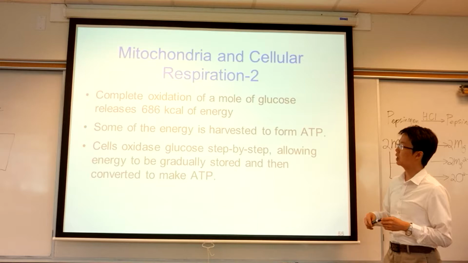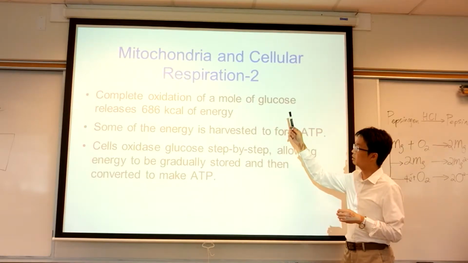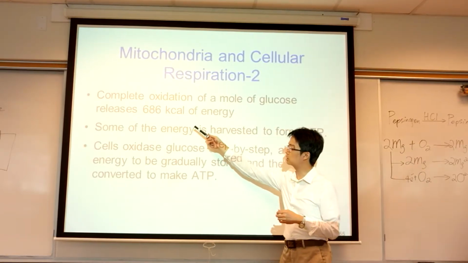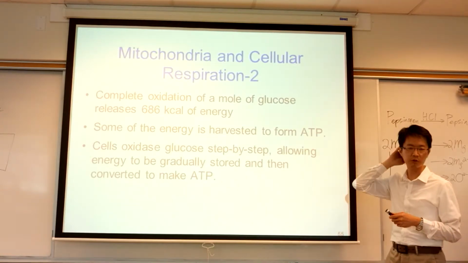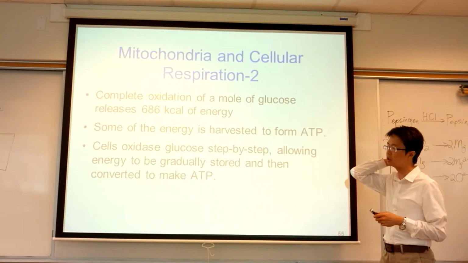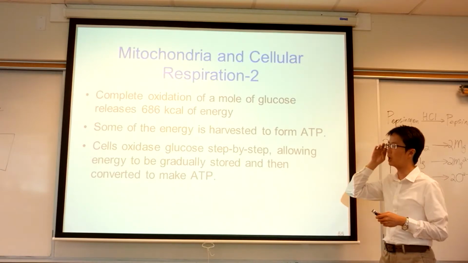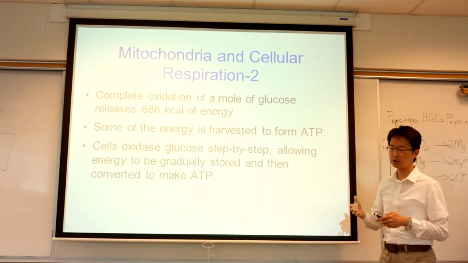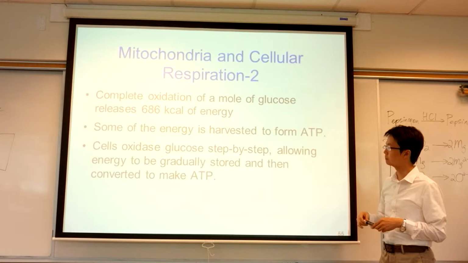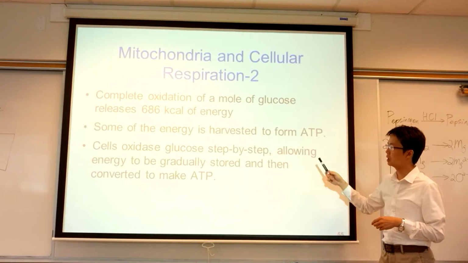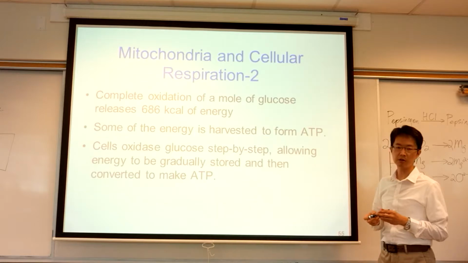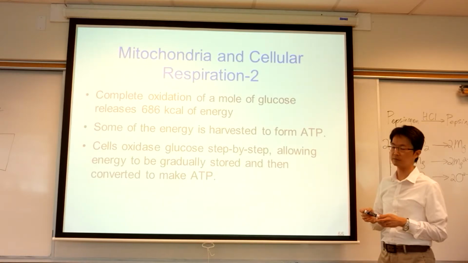So when we oxidize glucose, it releases 686 kilocalories of energy. Again, you do not need to memorize the number. It just gives you an idea how much energy each glucose can provide us. Some of the energy forms ATP, but most of the energy is lost as heat.